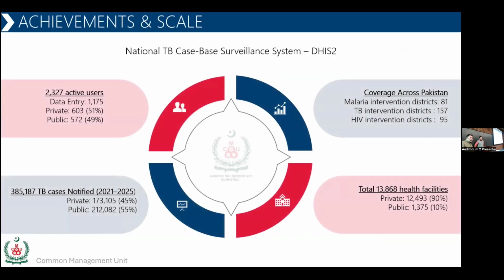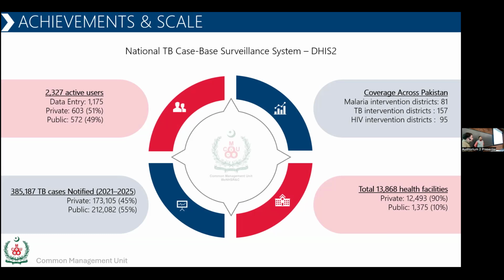Okay, so the national TB case-based surveillance system achievement so far: we have 2,327 active users, 1,175 data entry operators, in which the private sector is 51% and the public sector is 49%. Through this DHIS2 capture system, we have reported notified 385,000 cases, 45% from the private sector and 55% from the public sector.